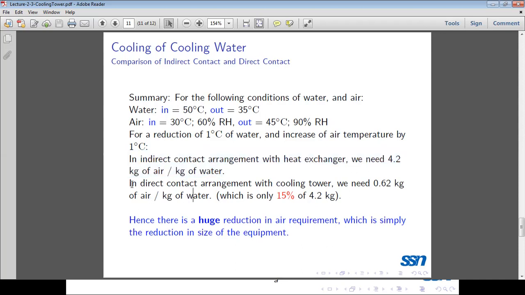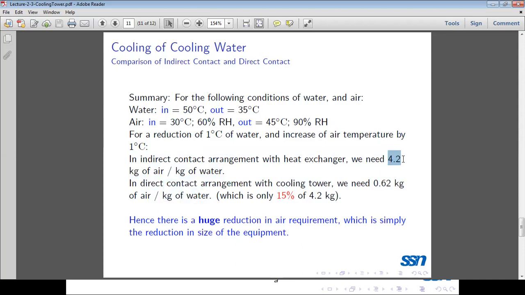Whereas in the direct contact arrangement, water and air are brought into intimate contact. By intimate contact, there is no device separating the air and water. Simply, we are passing the air through the water. By that, how much air do we need? 0.62 kg of air per kg of water.